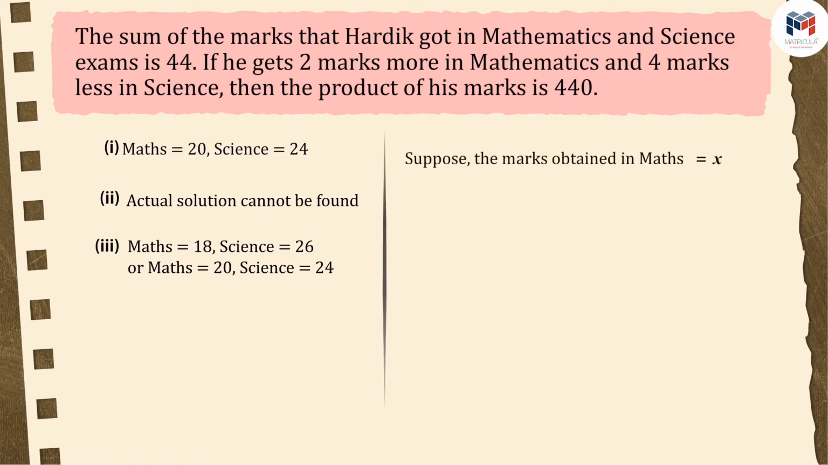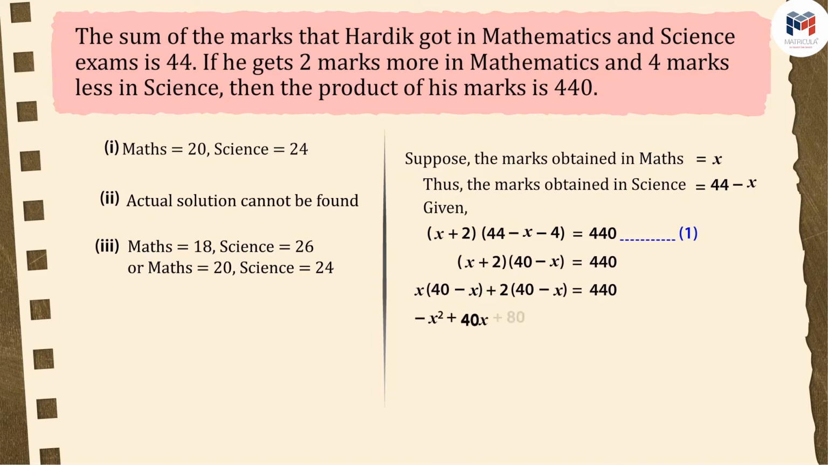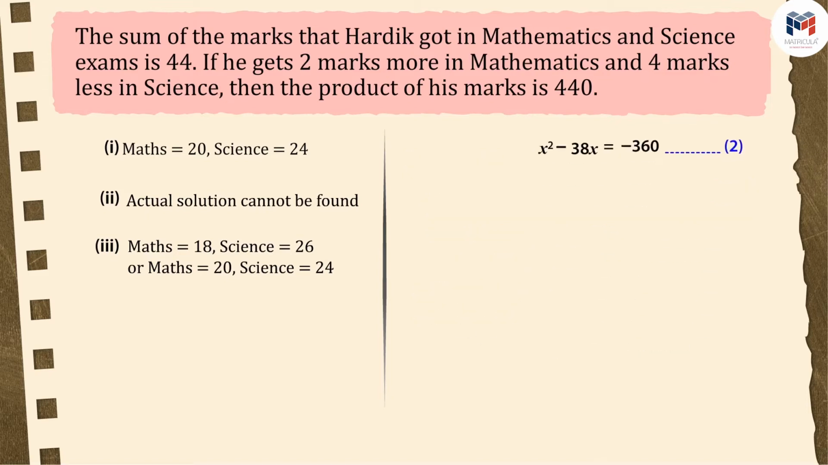Let us suppose that the marks obtained in mathematics is x, therefore the marks obtained in science will be 44 minus x. We know that if we add 2 to the mathematics marks and subtract 4 from the science marks, the product of the marks becomes 440, which is shown by equation 1. Upon further simplifying, we get algebraic equation 2. Can you guess what we should do next?